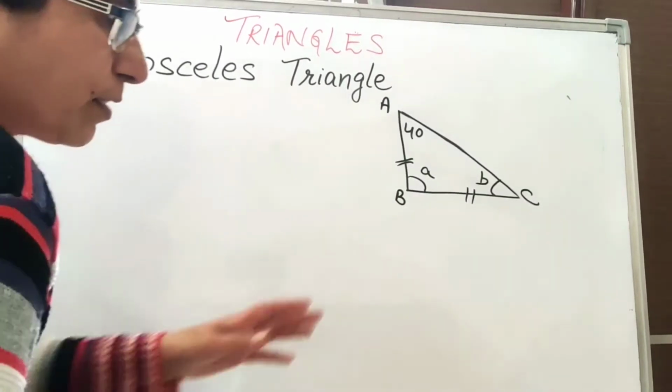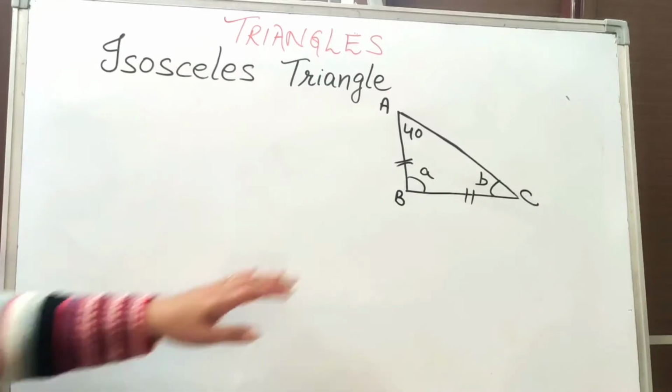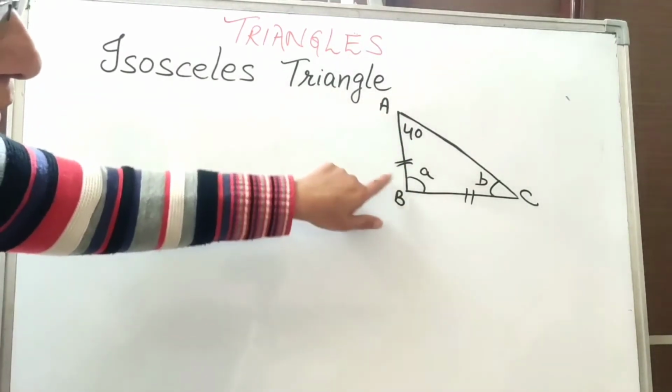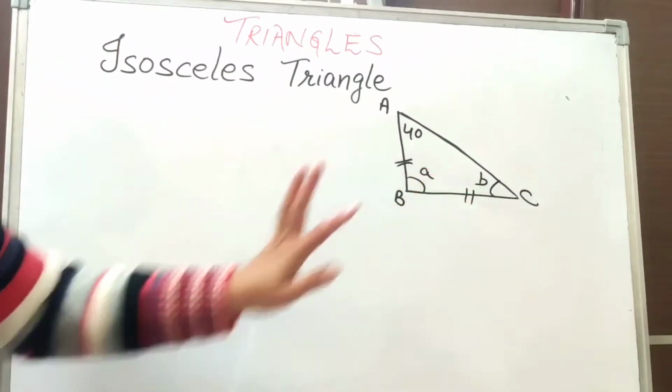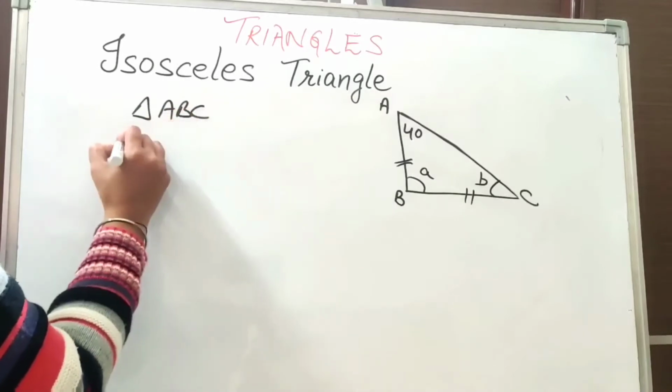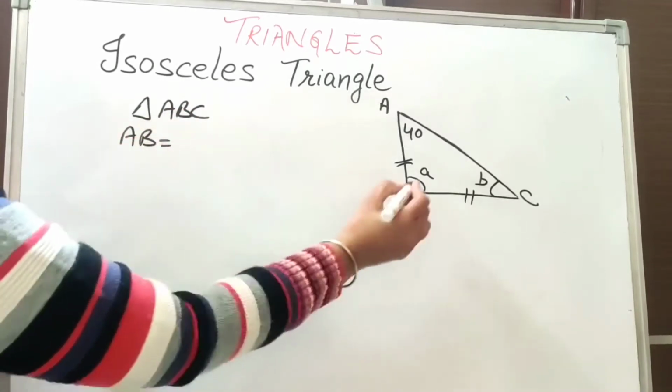Now let me discuss some questions. Here we are given this triangle ABC, and in this triangle AB is equal to BC. These two sides are equal. So first we will write triangle ABC, in which AB is equal to BC.